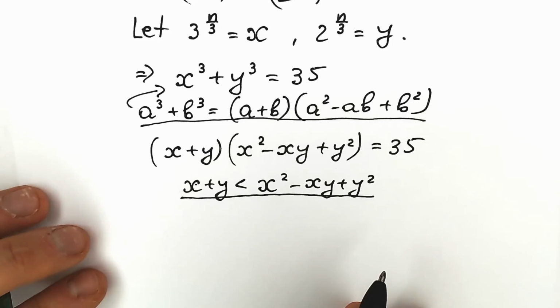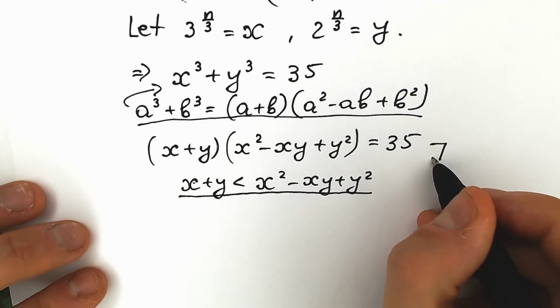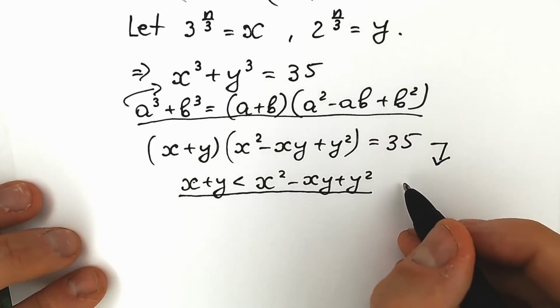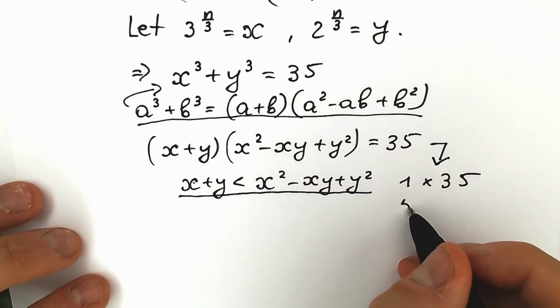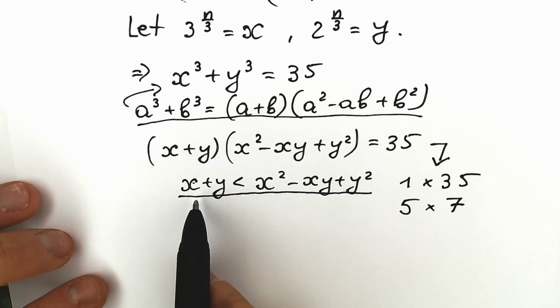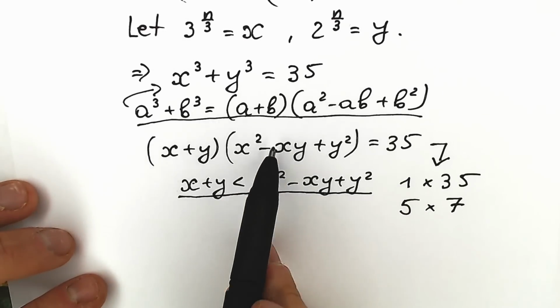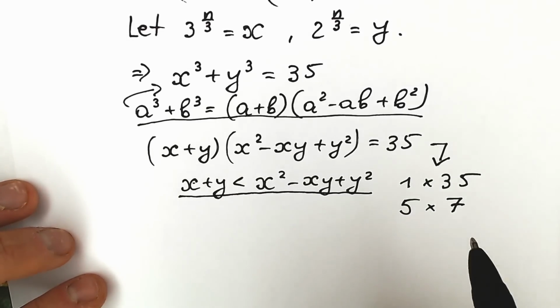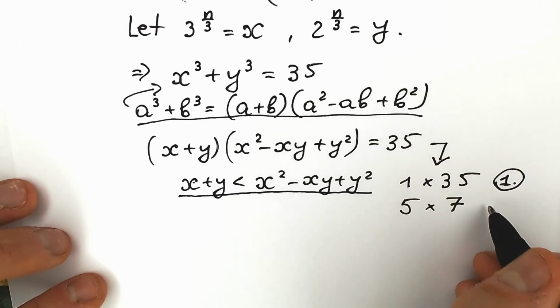But right now, let's look closely. What do we have on the right side? On the right side, we have 35. So how can we express this 35? In two ways: 1 times 35, and the next one is 5 times 7. And according to this inequality, this parenthesis equals 1 or 5, and this parenthesis equals 35 or 7. So this is our first case, and we need to check what will happen in it. And we have the second case.